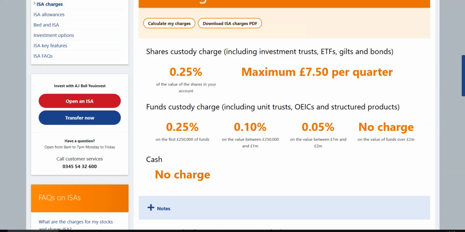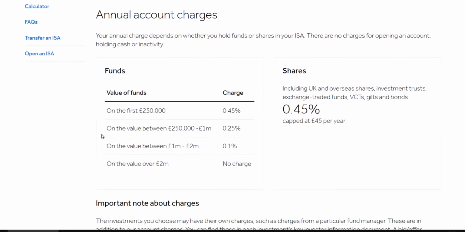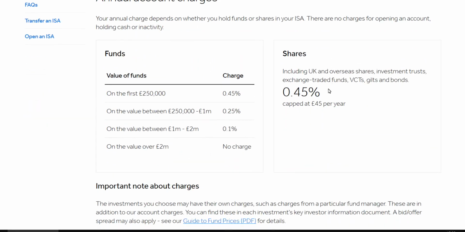So for the ones that I've chosen, start with Hargreaves Lansdown. As you can see, here's their pricing structure. For shares, it's 0.45% of the value of your shares and ETFs, which includes investment trusts, because investment trusts are just shares like any other share, capped at £45 a year. And for funds, this is the joke of the whole thing, it's 0.5% up to 250 grand's worth of funds, 0.25% from 250 grand to 1 million, 0.1% from 1 million to 2 million. And then, aren't they generous? On anything above 2 million, they don't charge you. Isn't that nice of them?